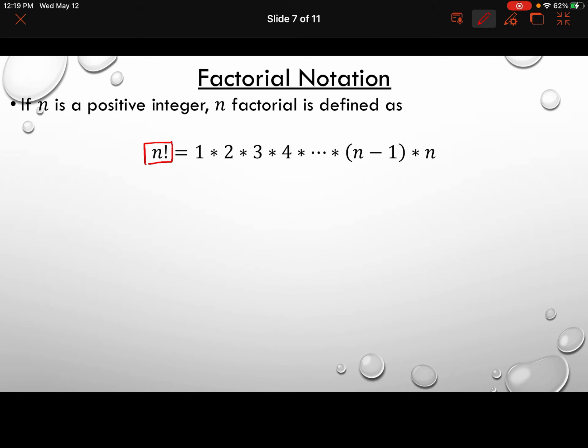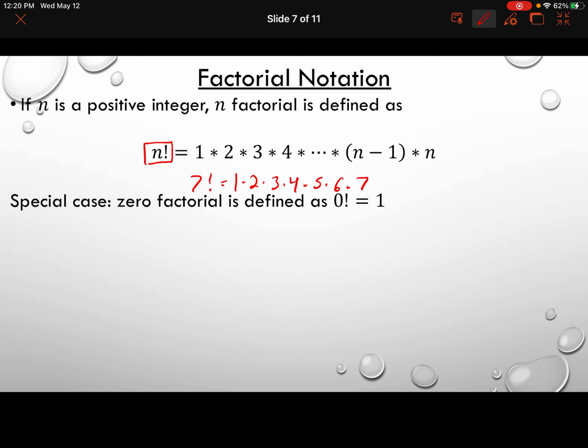Okay, so for example, let's say this is what you had, 7 factorial. That's how we would read that, 7 factorial. That would be the same thing as 1 times 2 times 3 times 4 times 5 times 6 times 7. So you're doing the product of all the integers up to that number. So if it was 8, you would go 1 through 8. If it was 10, you would go 1 through 10. If it was 4, you would just go 1 through 4, so on and so forth. Okay, so that's all that notation is.